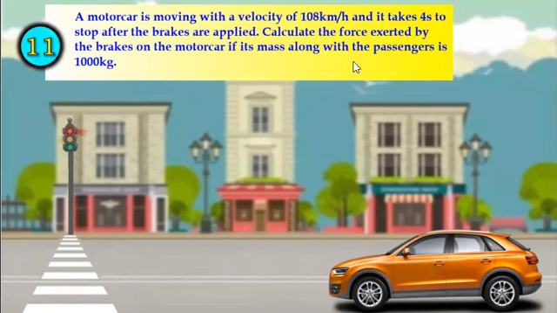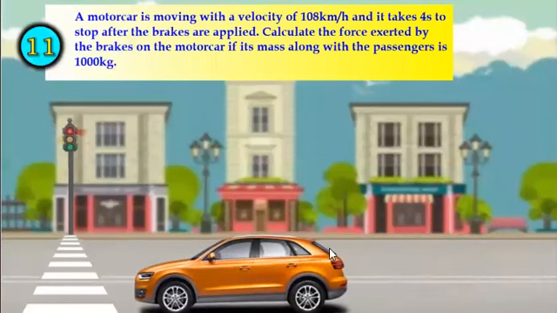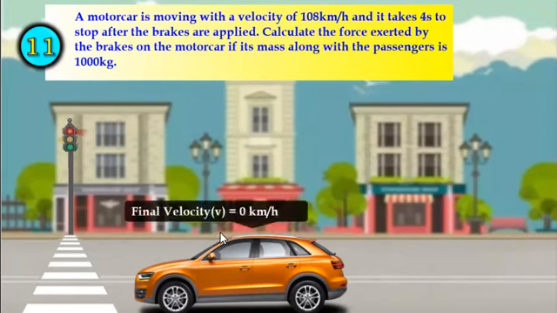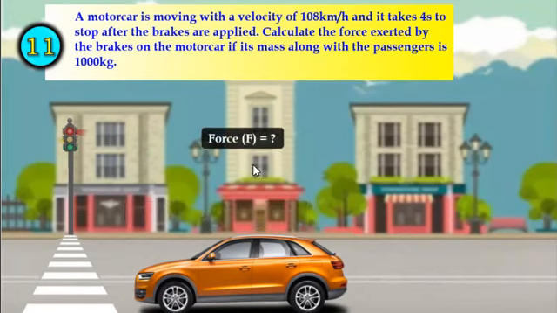And what is the initial velocity of the car? Initial velocity is 108 kilometers per hour. Is it right? Now, time taken to get stopped from the initial velocity to rest is 4 seconds. Time taken is how much? 4 seconds. Mass of the car, including the passenger together, is 1000 kg. Final velocity is equal to 0 kilometer per hour. Force is equal to question mark.